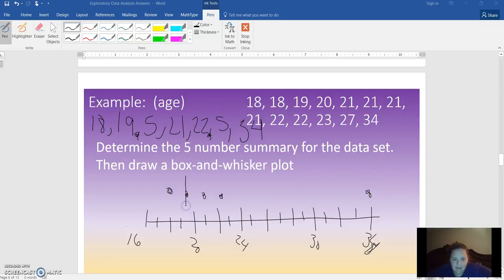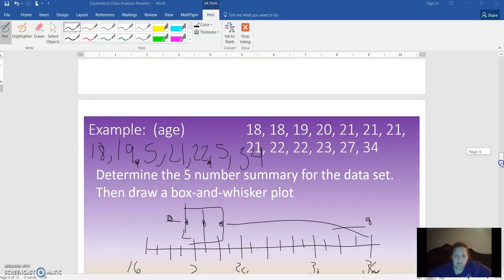All right, these three in the middle, do a box, line down the median, and whiskers out to the min and max. There we go. You get my point. That's it.